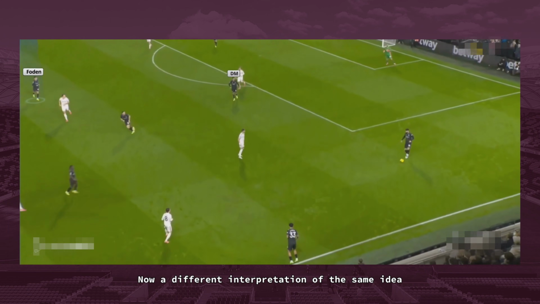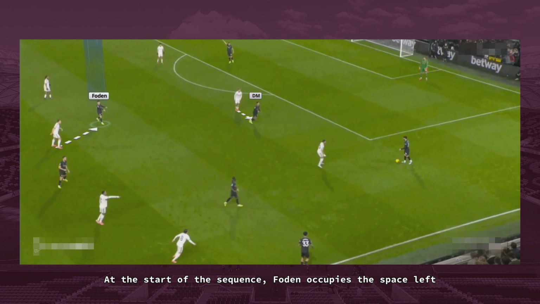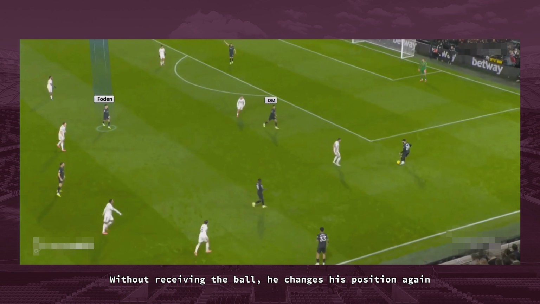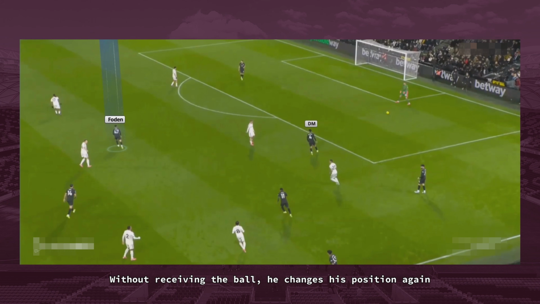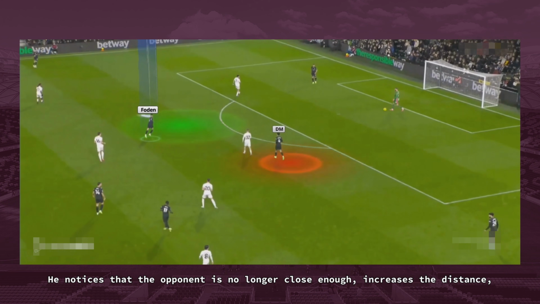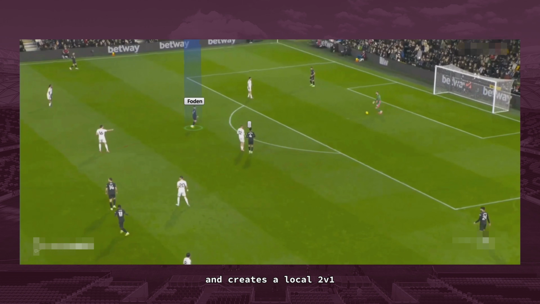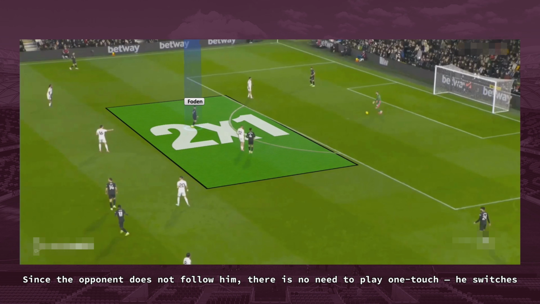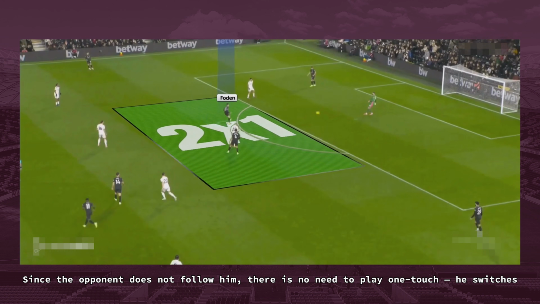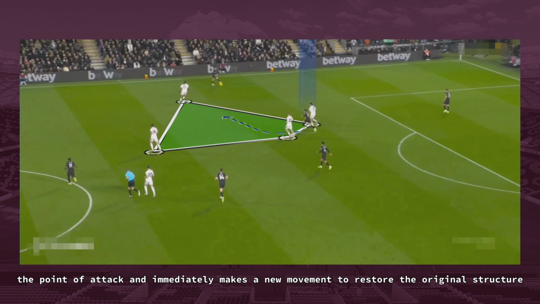Now a different interpretation of the same idea. At the start of the sequence, Foden occupied the space left by a teammate who has moved higher. Without receiving the ball, he changes his position again while constantly checking his surroundings. He notices that the opponent is no longer close enough, increases the distance, and creates a local 2 vs 1. Since the opponent doesn't follow him, there is no need to play one touch. He switches the point of attack and immediately makes a new movement to restore the original structure.